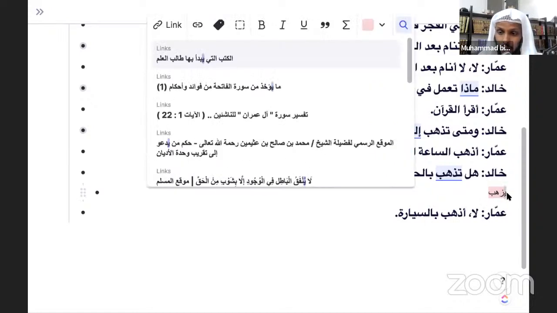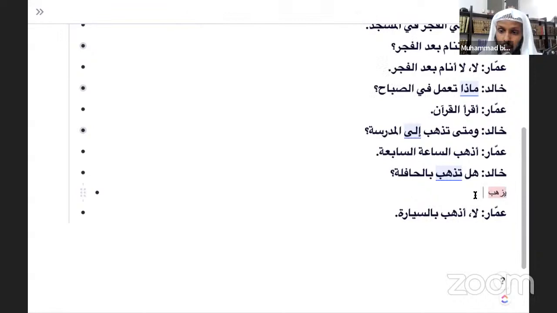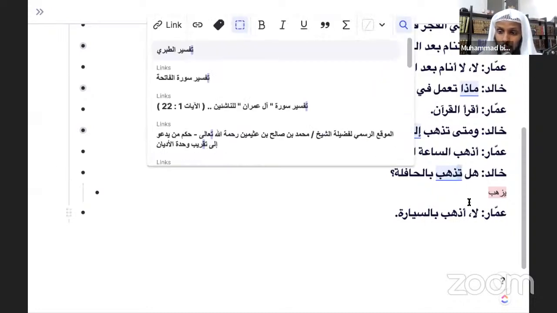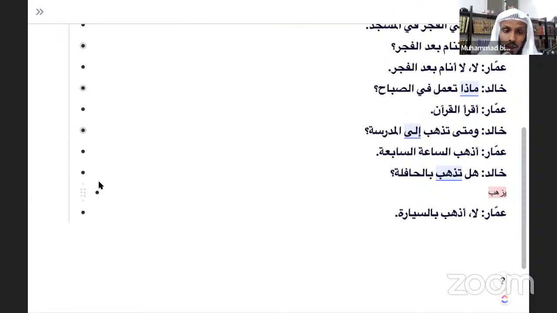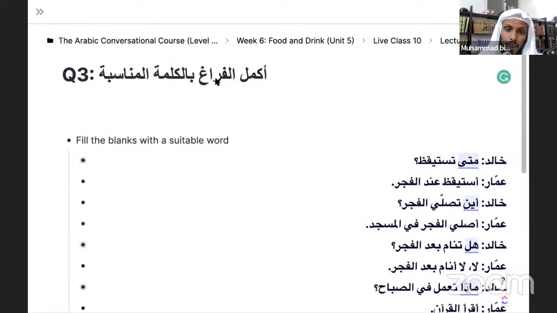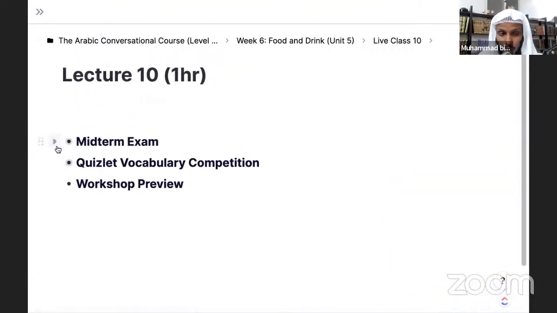I marked it wrong because of the ya. That's a big grammatical mistake. هل يذهب بالحافلة? All of a sudden, you are now referring to a third person. There's no third person in this dialogue. This is a dialogue between Khalid and Ammar. That's it. There's no third person involved. So Khalid saying هل يذهب بالحافلة? Will he go by bus? Question is, who is he? Who is he talking about? Whilst he's addressing Ammar, he's asking Ammar, the second person. So you have to use ta, تذهب. You can't say يذهب. طيب, that's it. Those were the mistakes and those were the answers. Any questions? Was that straightforward?